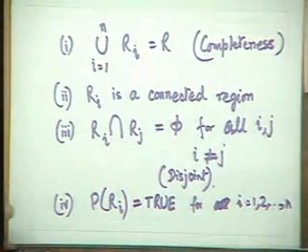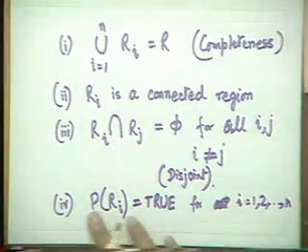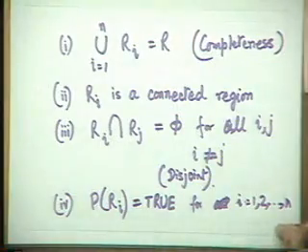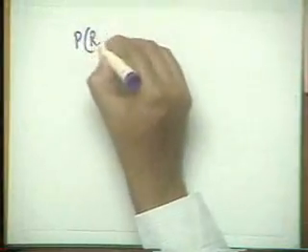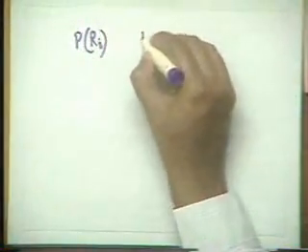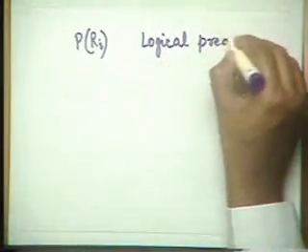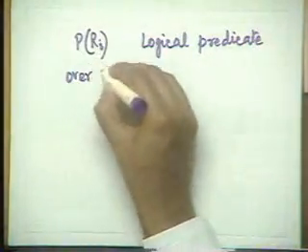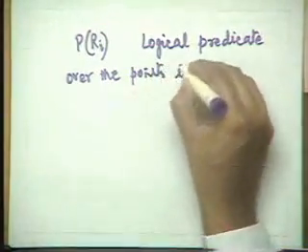up to n. Now P(Ri), this function P, is very often defined as a logical predicate over the points. Some of the literature calls P(Ri) the logical predicate over the points in the set Ri.